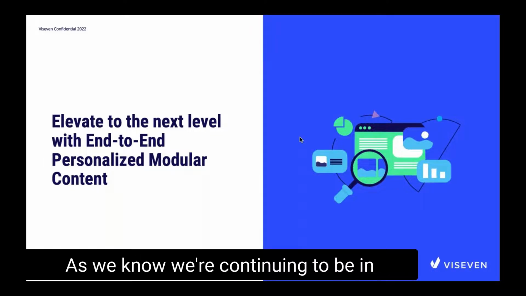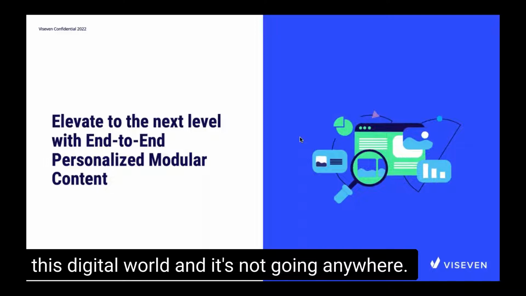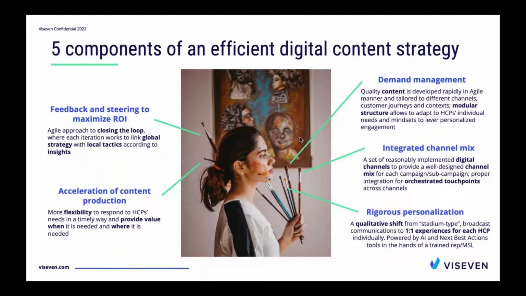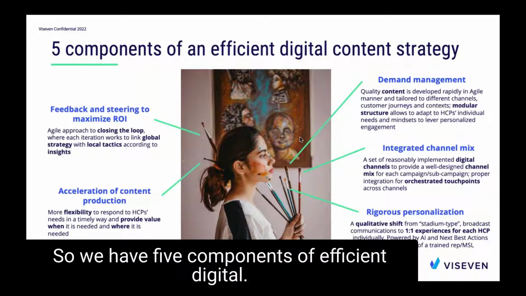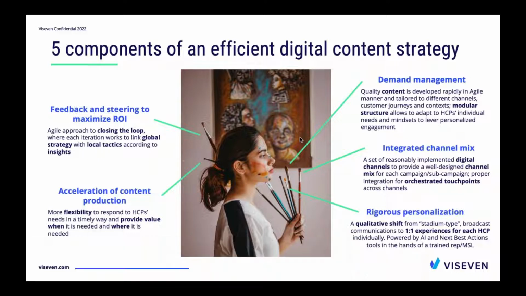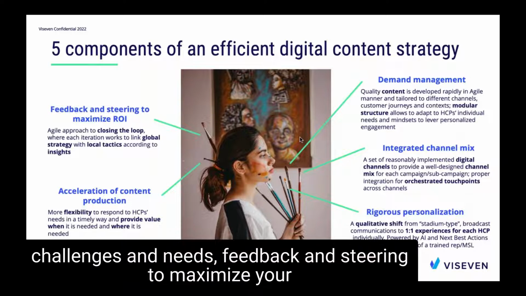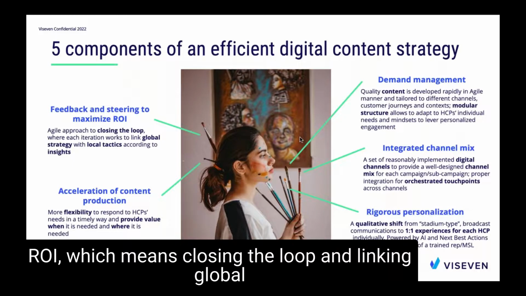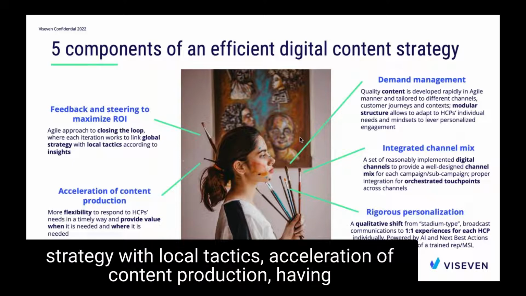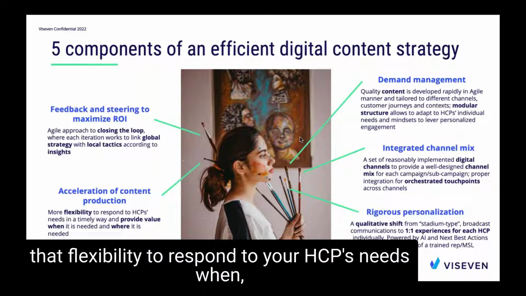As we know, we're continuing to be in this digital world, and it's not going anywhere. So we have 5 components of efficient digital. In essence, modular content is the response to common challenges and needs. Feedback and steering to maximize your ROI, which means closing the loop and linking global strategy with local tactics. Acceleration of content production, having that flexibility to respond to HCPs' needs when, how, and where they want.